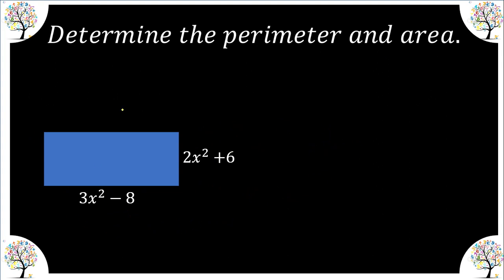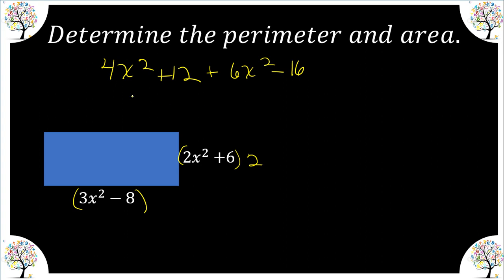Now we're going to determine the perimeter and the area of this rectangle. So let's add up all the sides. So I have 2 widths and 2 lengths. So actually I'm just going to double this, and that's going to give me 4x squared plus 12. And then when I double this, it gives me 6x squared minus 16. And now I'm going to combine my quadratic terms and get 10x squared. And then my constants, I get minus 4. Notice I have no linear term, that's fine.